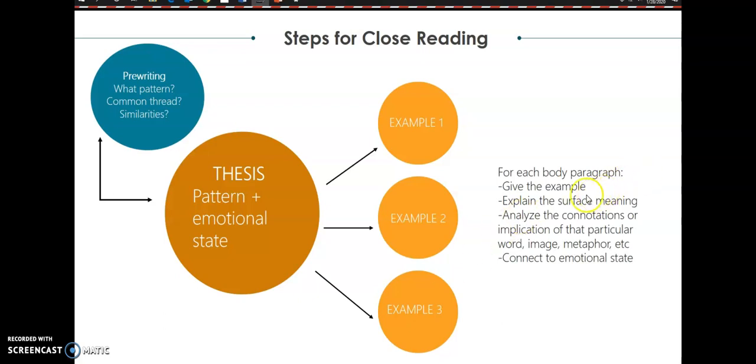For each of the body paragraphs, in addition to your topic sentence, like any kind of good essay paragraph writing, you'll have the example, you'll explain that surface meaning, and then you'll go into your analysis, the connotations or the implications of that example, and then you further connect it to the emotional state. Let me show you an example.